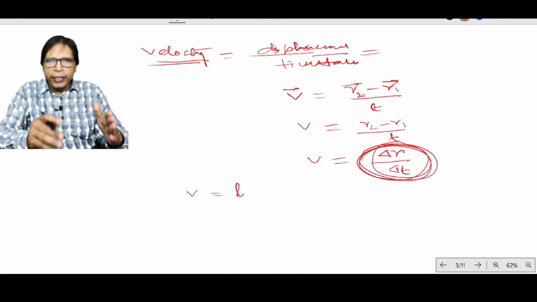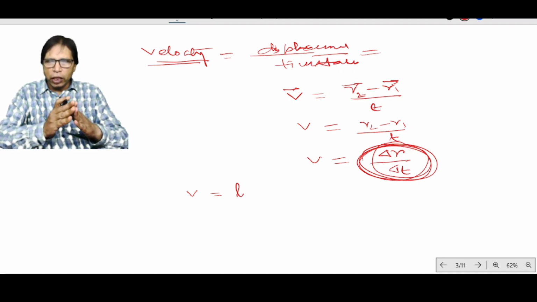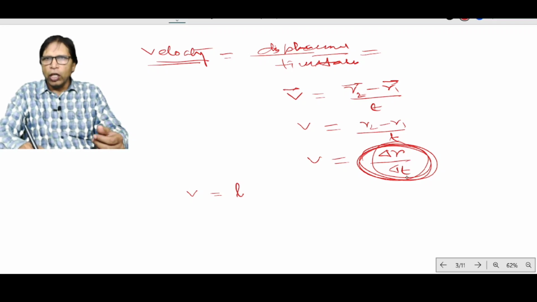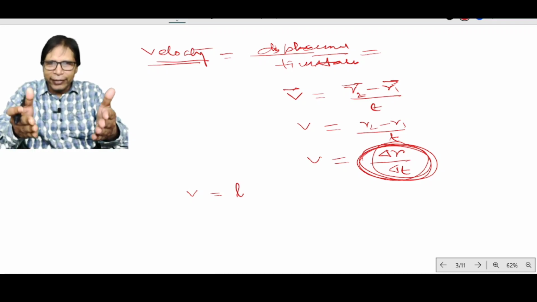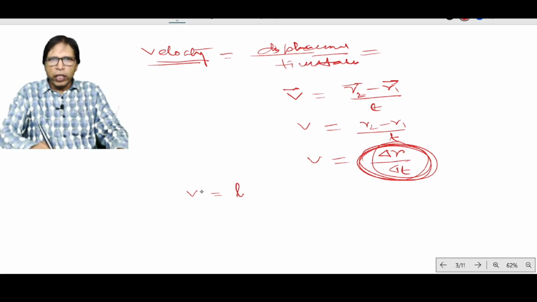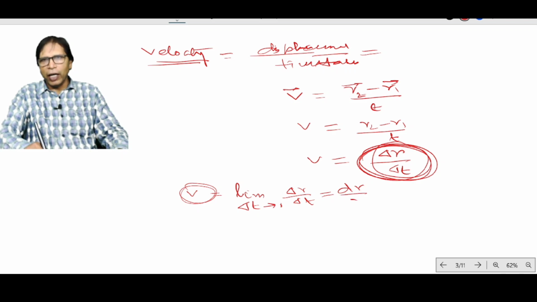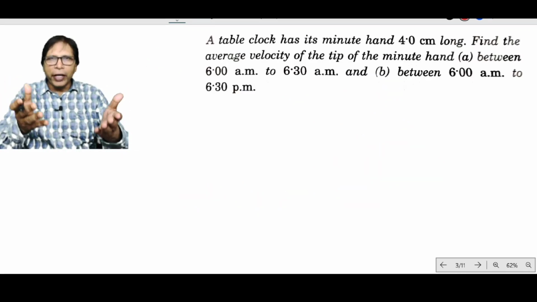Okay. Now instantaneous velocity. Instantaneous velocity is the limiting value of average velocity when time delta t tends to 0. So instantaneous velocity v is equal to the limit delta t tends to 0 of delta r by delta t. So look at this, it is dr by dt. Okay, no problem. Next.